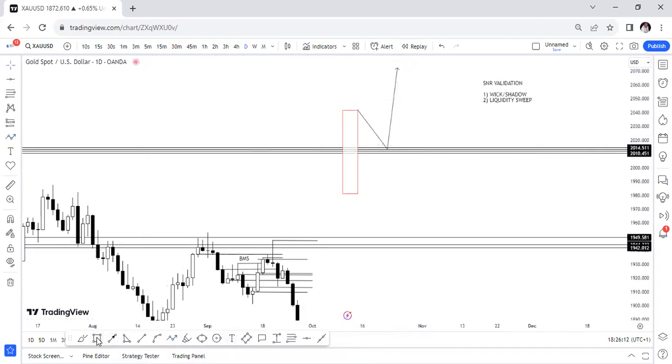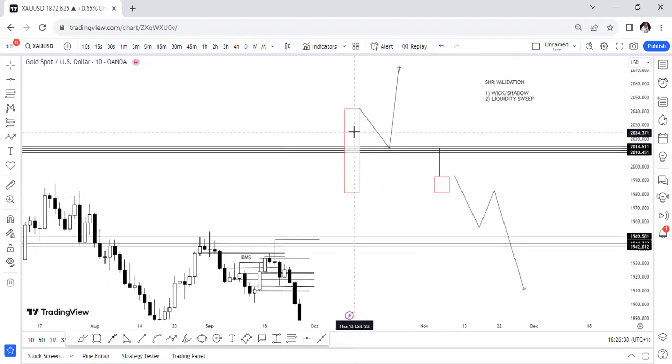If price does not break through it and you see a rejection here, like this, and then you have a pin that rejected this place, that means price is rejecting it and is coming down. So if you see it as a breakout, you trade it as a buy. If you see it as a rejection, you trade it as a sell.